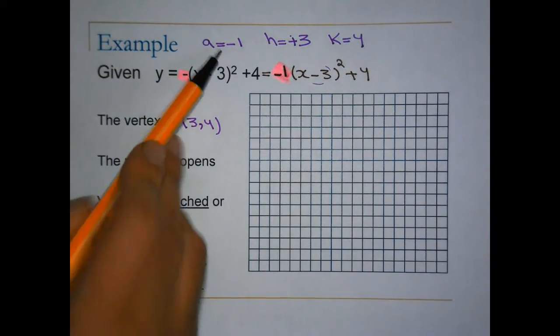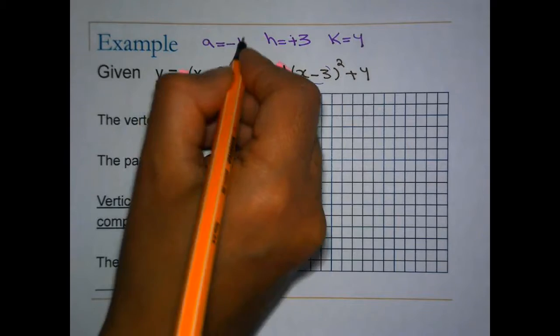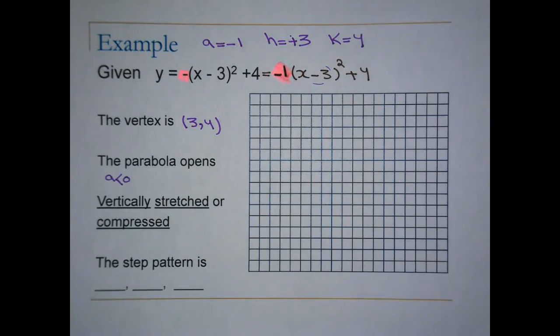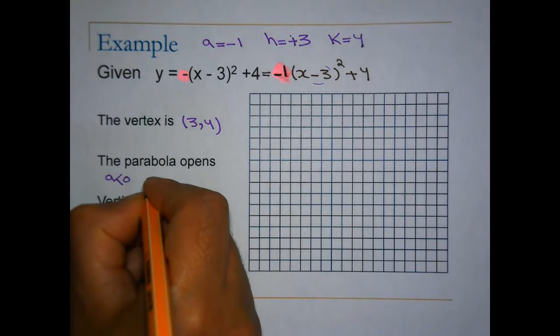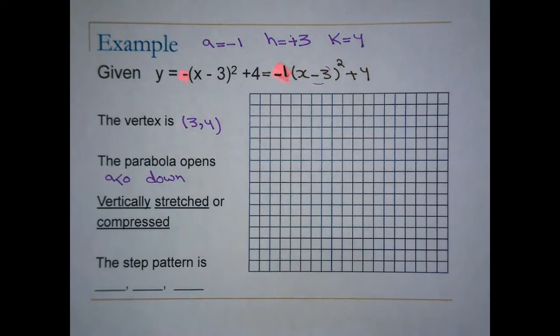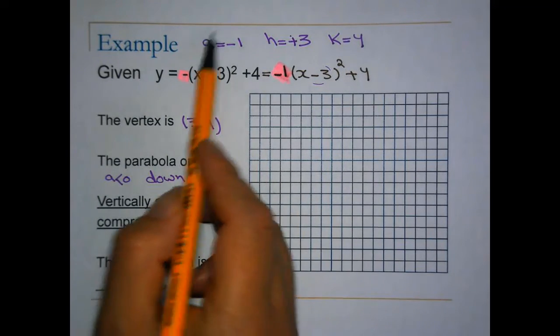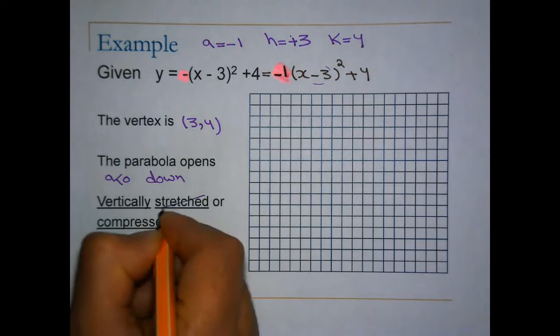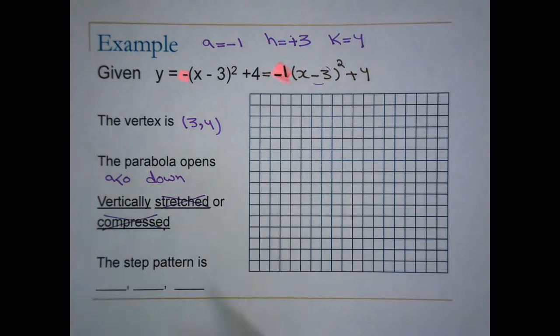Now A is negative, so that means A is less than 0. So that means the parabola would open down. And the value of A is -1, so it's neither stretched nor compressed.